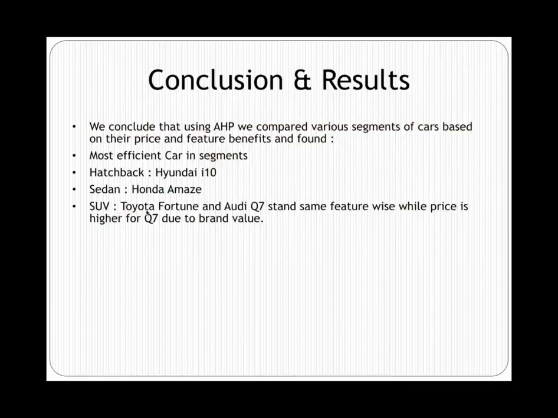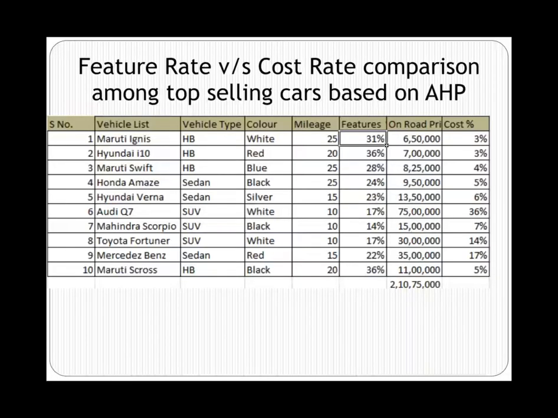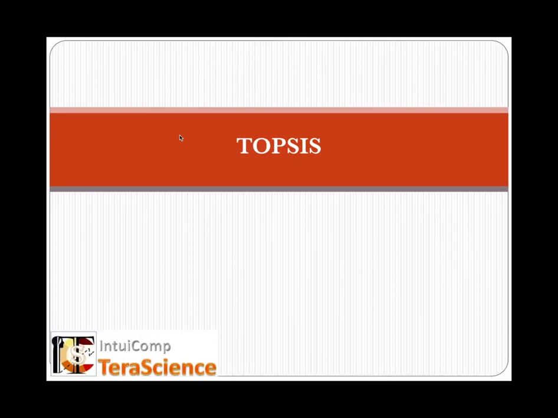Now SUV Toyota Fortuner and Audi Q7 stand at same feature while price is higher for Q7 due to brand value. So Toyota Fortuner and Audi Q7. Audi Q7 is SUV and Toyota Fortuner. Okay. So the price is same, but the cost percentage of Q7 is more because of brand value. Okay. Now let's look at Topsis.